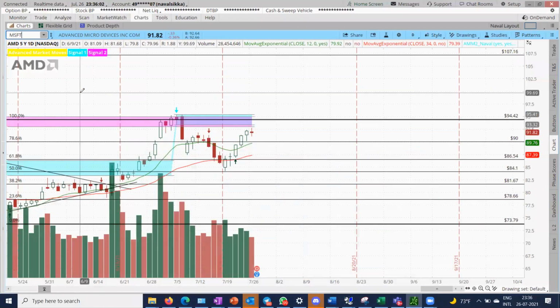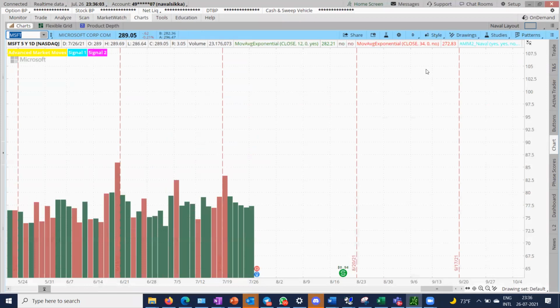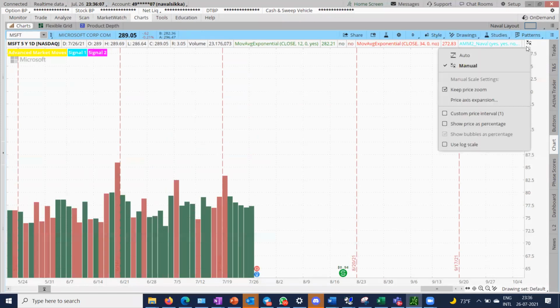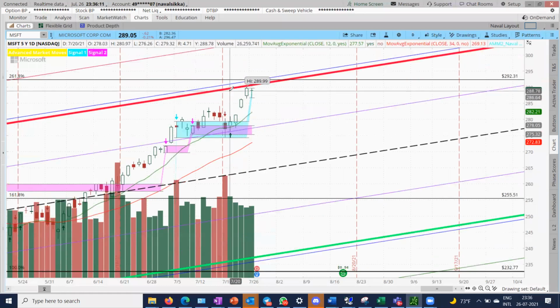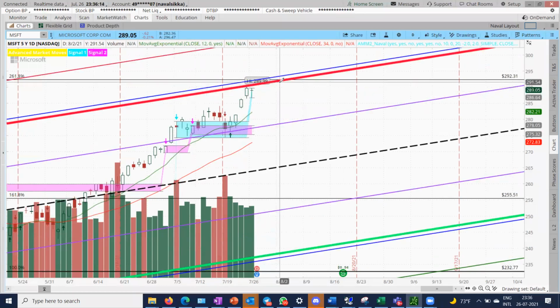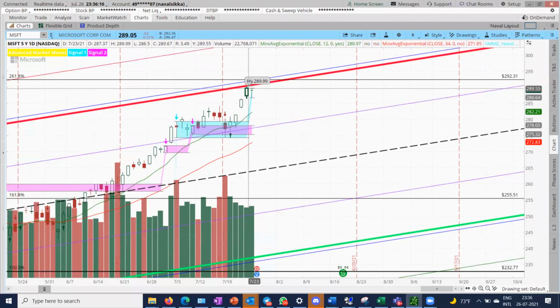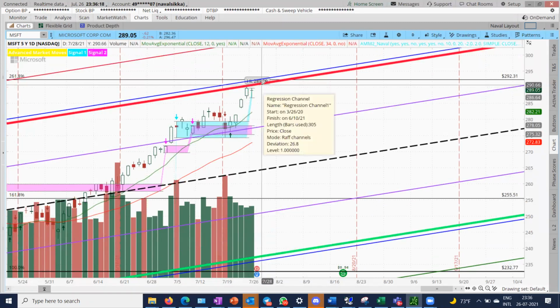Microsoft. Last time we discussed Microsoft, it was around the 292 level. If it breaches 292, it's bullish. Right now you see this trend line, which is a resistance line. It's struggling to cross this red line.